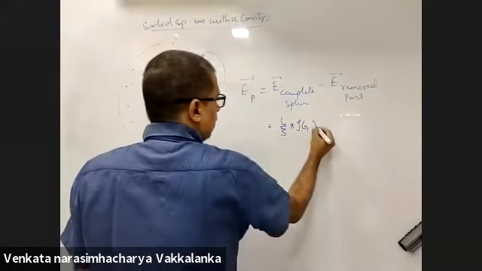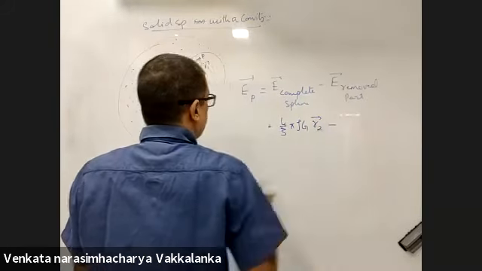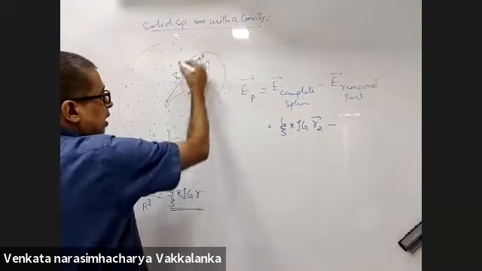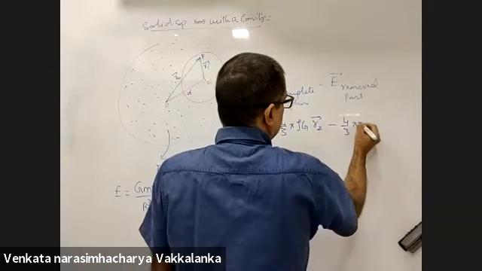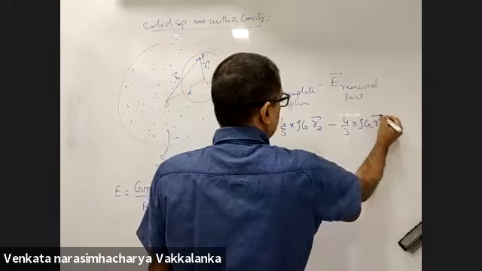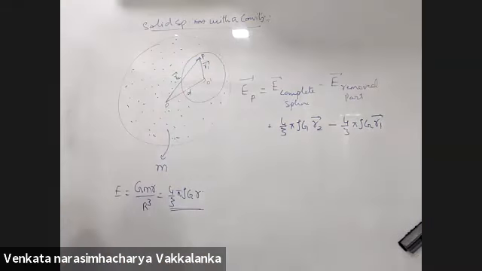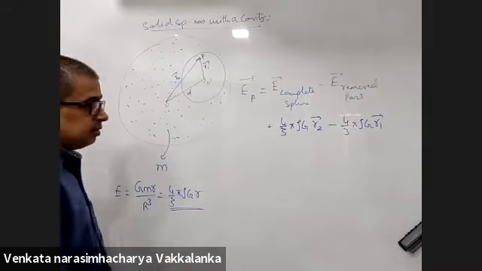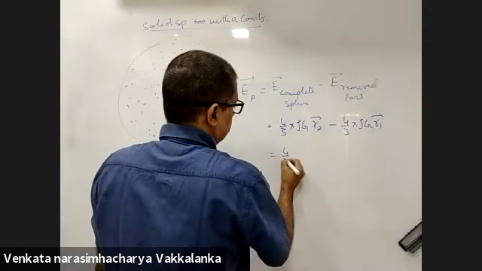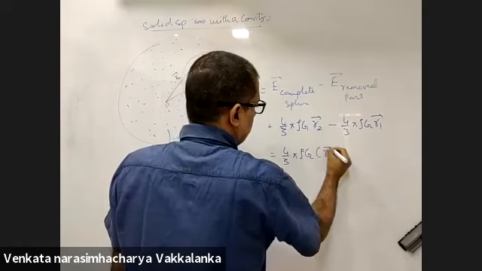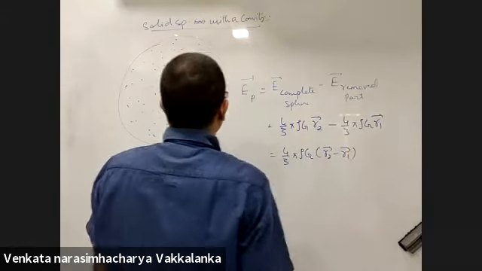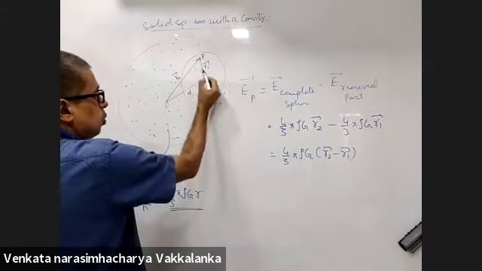From here it will be R2, minus the removed part. What will be the field there? 4 by 3 pi rho G R1. Vector subtraction, right? Field is a vector. 4 by 3 pi rho G R2 minus R1. R2 minus R1.